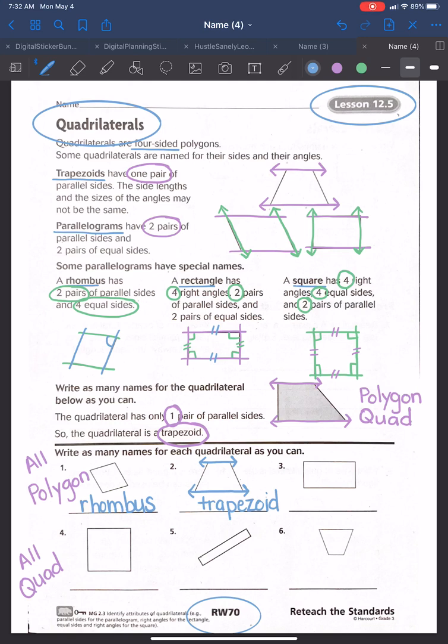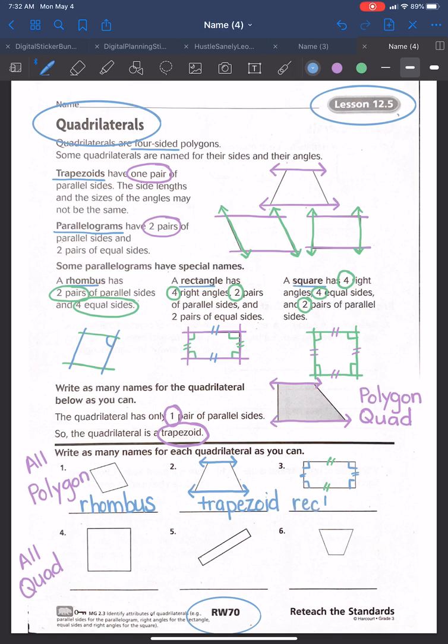All right, number 3. We know it's a polygon. We know it's a quadrilateral. It looks like it has 4 right angles. It looks like it has 2 pairs of parallel sides, and 2 sides are equal to the other 2. Okay, this one's equal to this one, and this one's equal to this one. What shape do I have?